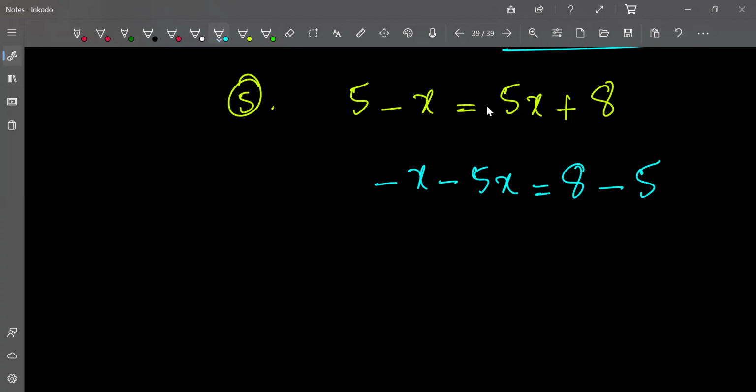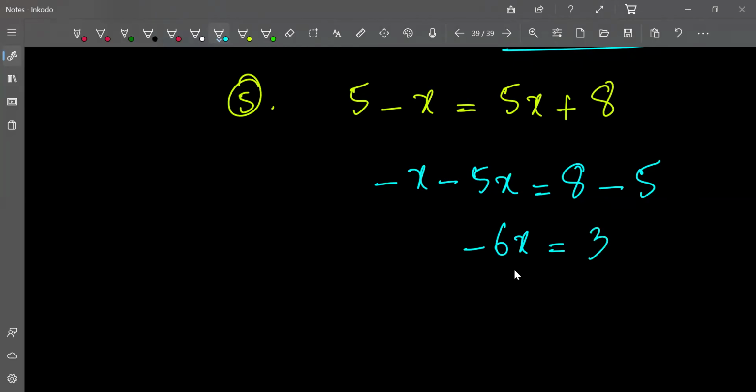You see it? In this term, the sign is positive. When we move it to the left side, the sign changes to negative. Yes, and this term, the sign is positive. And when you move it to the right side, the sign changes to negative 5. Okay, so now let's simplify it. Negative x minus 5x is equal to negative 6x. And 8 minus 5 is 3.